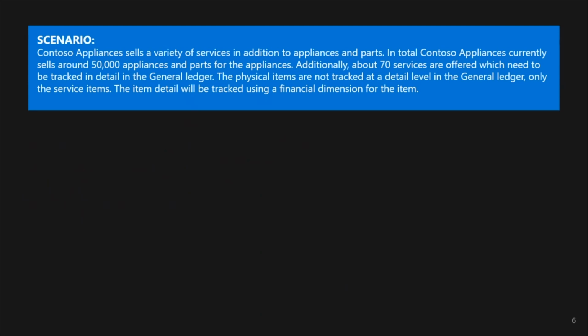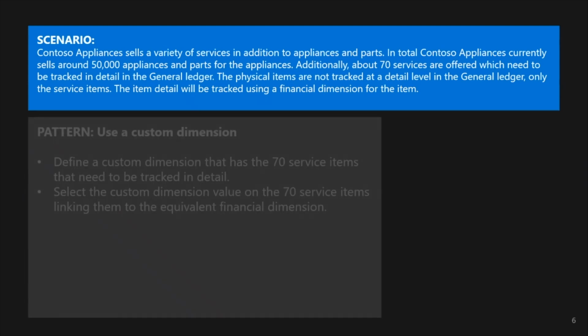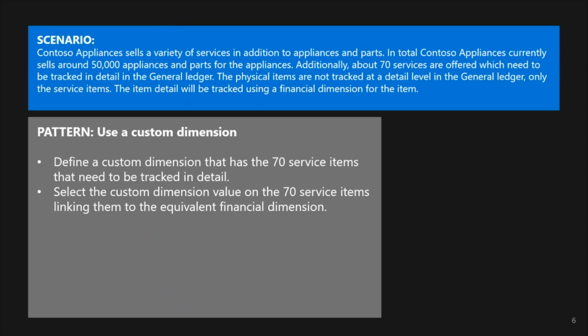Rachel, can you do better than that? Well, I think, Eric, we should probably look to use a custom dimension. I don't think we should try to map all 50,000 of these values. It just doesn't make sense, especially not for just 70 of these items. So my thought is that we would define a custom dimension that has the 70 service items that need to be tracked in detail, and we select that custom dimension value on those 70 service items on the financial dimension fast tab on those released products so that they're linked to their financial dimension value.